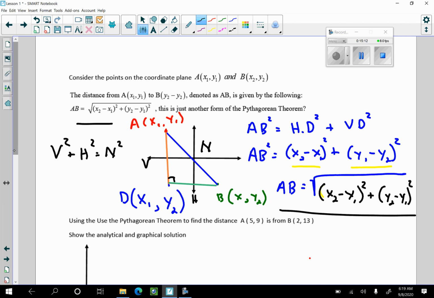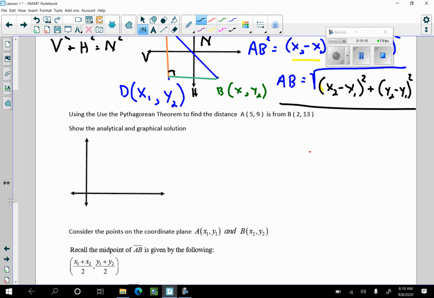All right, so we're going to use the Pythagorean theorem here, and we're going to find the distance from 5, 9 to 2, 13. Let's go to here, and I think these were the same points we did before. We're going to go 5, 9. We're just going to do that out of scale again, 5, 9. And we're going to come up here and do 2, 13. And I want the distance A is from B, and this point is A, and this point is B. So this is the distance that I want right here.